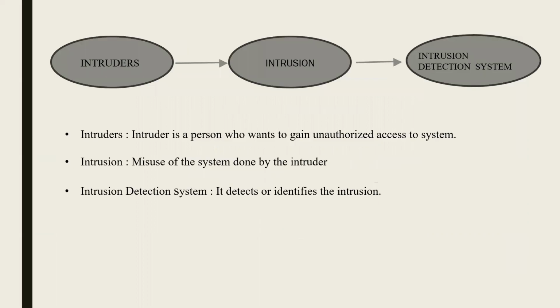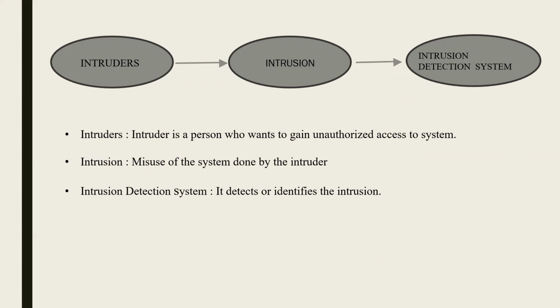Let us see the main characteristics involved in the intrusion detection system: intruders, intrusion, and intrusion detection system. First, let us see intruders. An intruder is a person who wants to gain unauthorized access to a system. That is, they want to gain some data or information in our system without our knowledge. The misuse of the system done by the intruder, whatever data, knowledge or access he takes from our system, is known as intrusion.